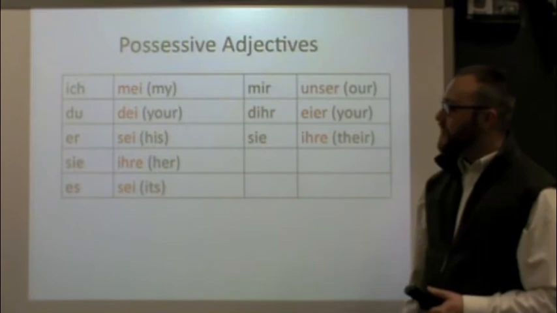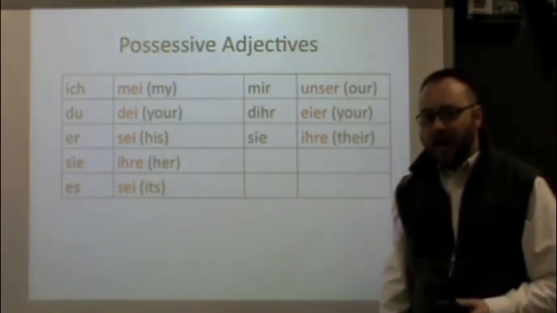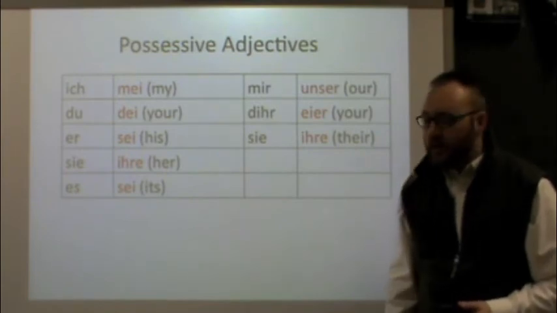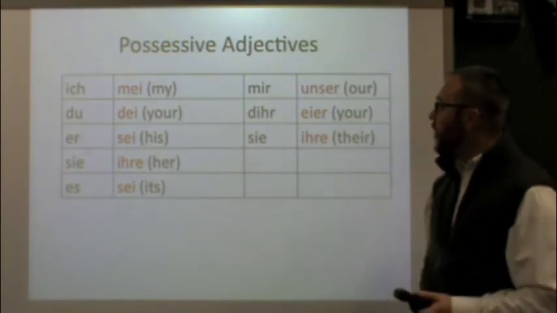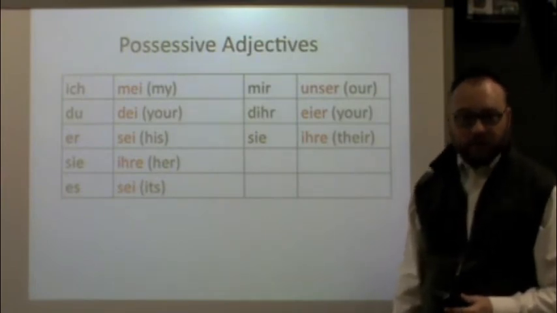So our possessive adjectives again: my, die, sei, ihre, sei, unser, eier, and ihre. Okay?